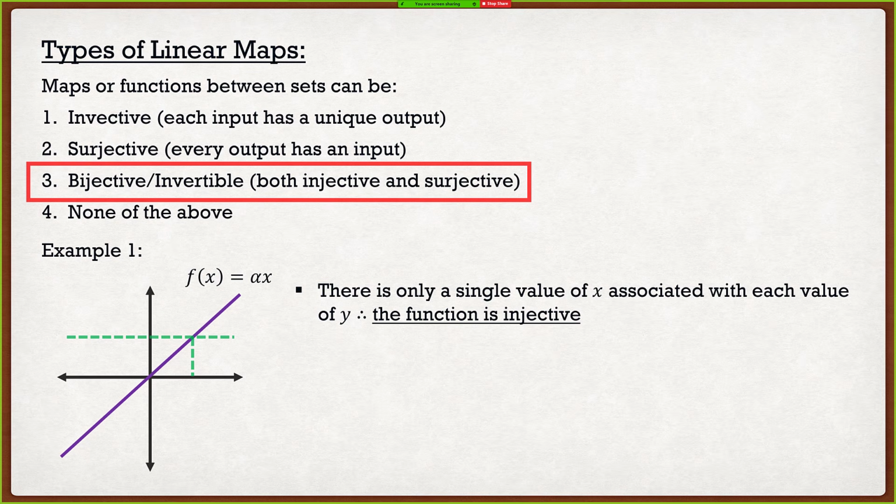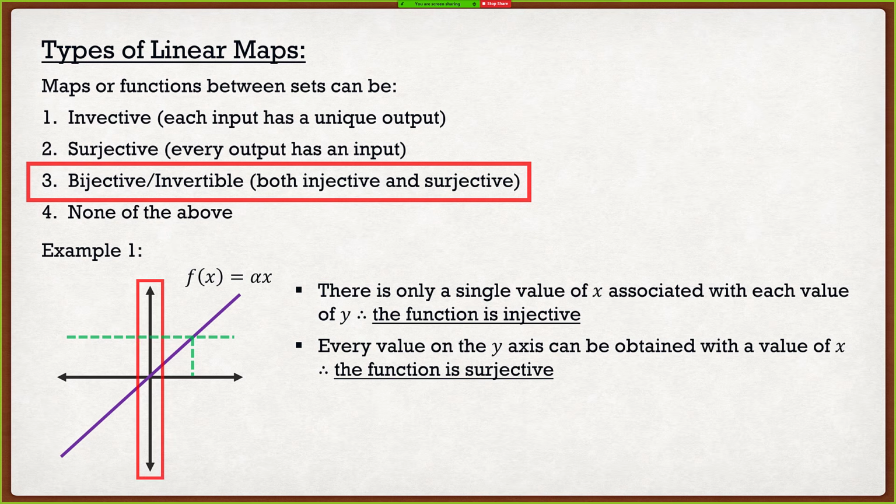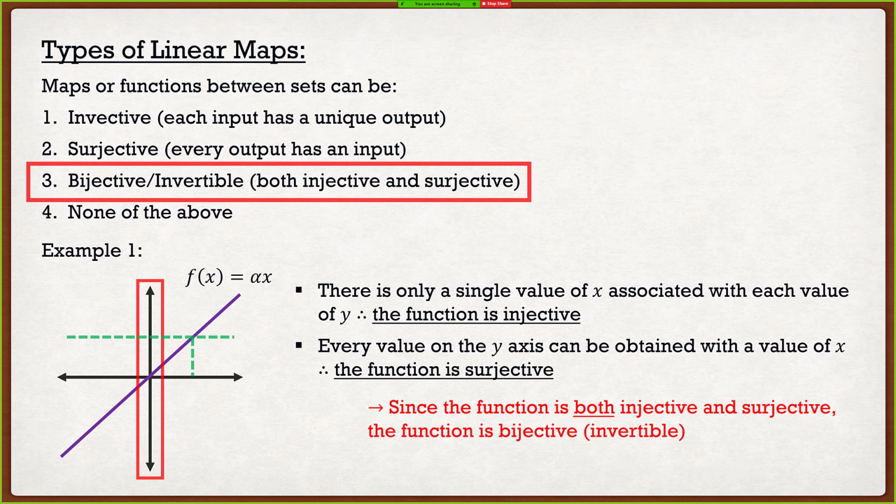The second one is surjective, which means that every output has an input. So if you're trying to determine if something is surjective, you want to look at the range of outputs. In this case, my range of outputs is that entire y-axis. Now, if I look at that entire y-axis, I have an output for every input. And again, this really sounds confusing, but the next example will help show it a lot more. But what I want to show you here is since this function is both injective and surjective, we say that this function is actually bijective, which means it's invertible.